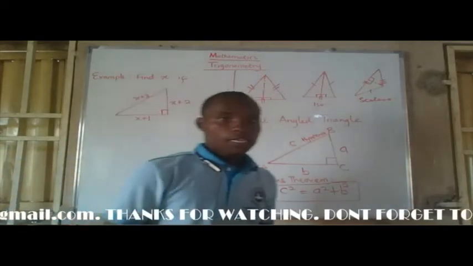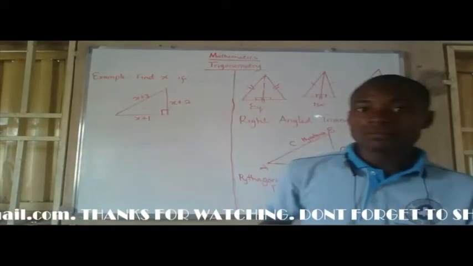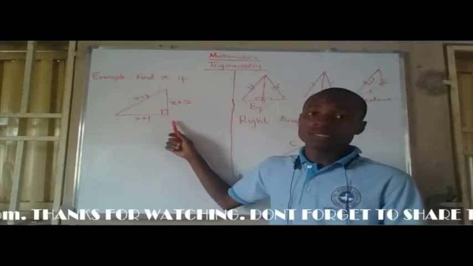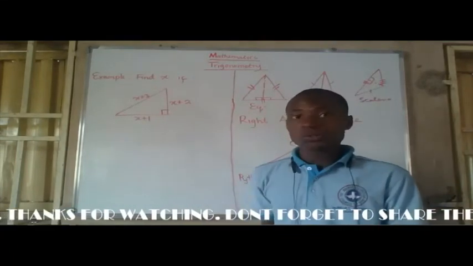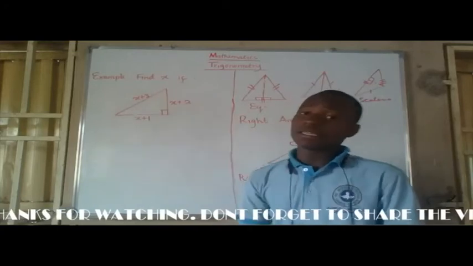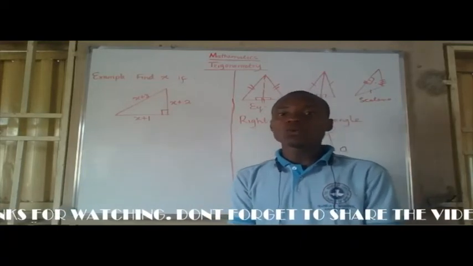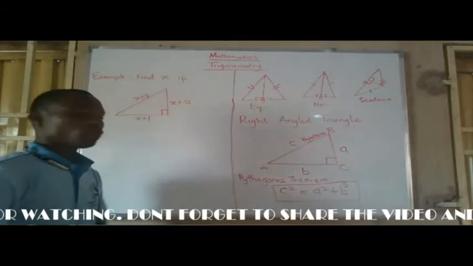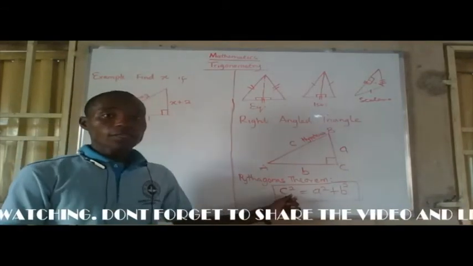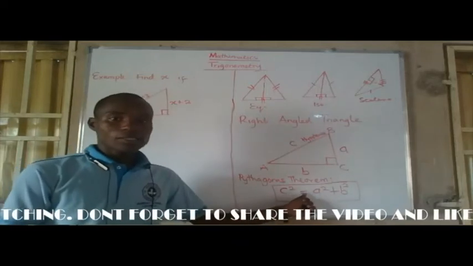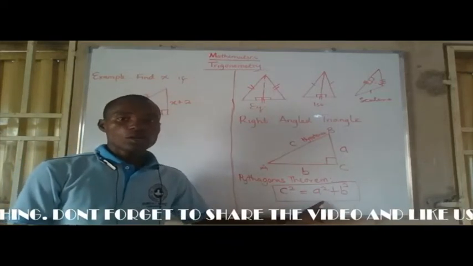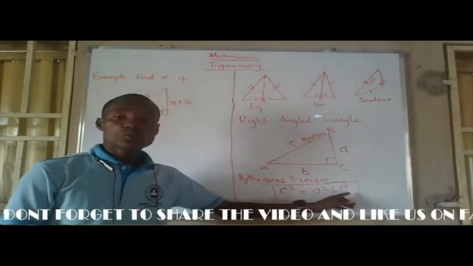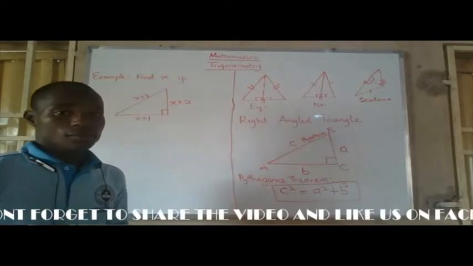Look at this example. We're to find x. If one of the shorter sides is x plus 1, the second shorter side is x plus 2, and the longest side is x plus 3. How do we go about this? It's pretty much simple. We simply know from Pythagoras theorem that the square of the longest side is equal to the sum of the squares of the two shorter sides.